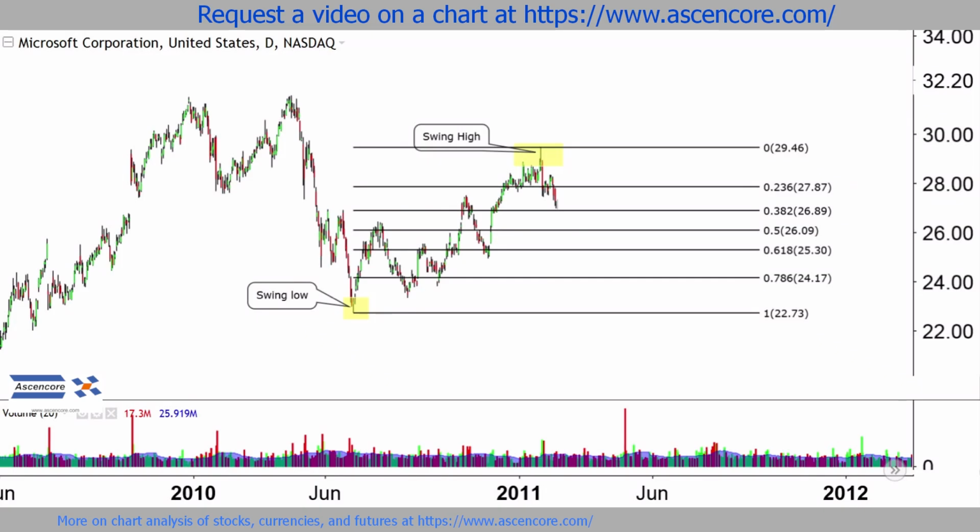Notice here 29.46 is a valid swing point because it's a reversal point, a swing high. Even though it's not as established as other points like at 26.09 or 26.89, it's still a point where price clearly changed direction in the uptrend that started from the reversal swing low at 22.73.